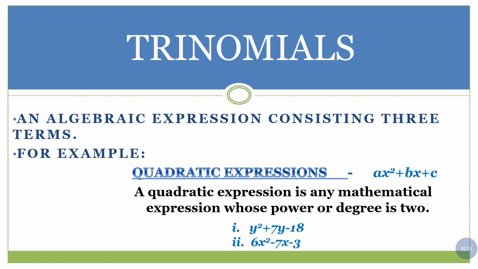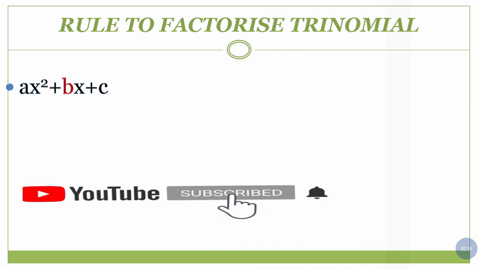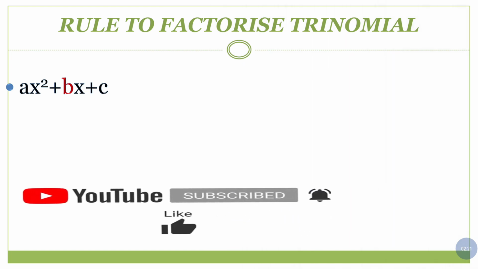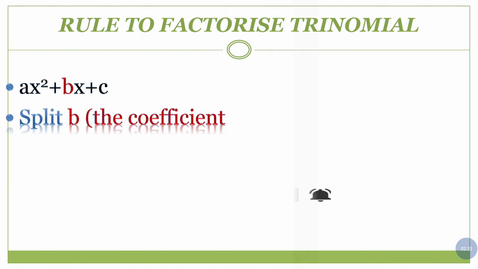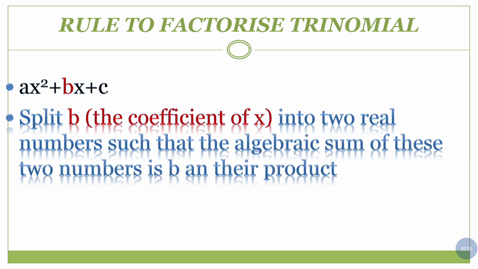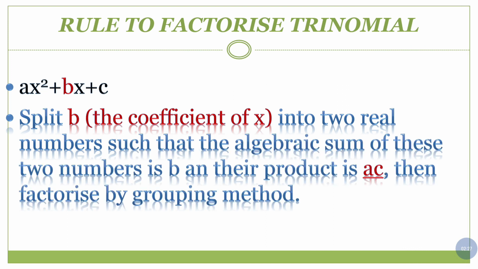To solve this type of quadratic expression, there is some rule. For x square plus bx plus c, we'll use the magic cross method. First step, we'll split this b into two real parts such that their sum will be b and their product should come ac. Then after that, we'll factorize by grouping method. You'll be more clear while solving the example. So without further delay, let's start today's class.